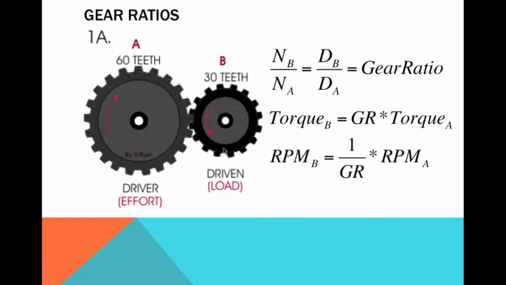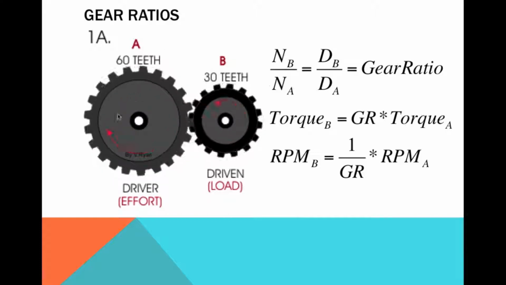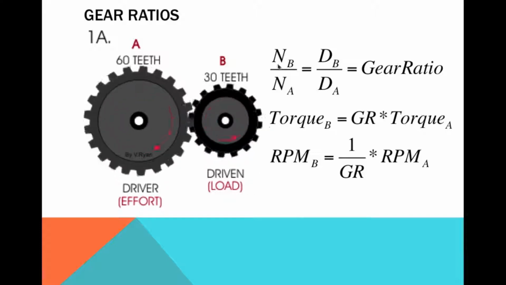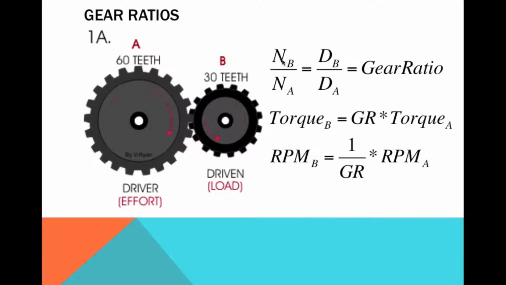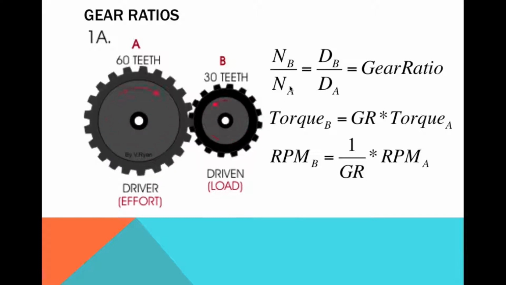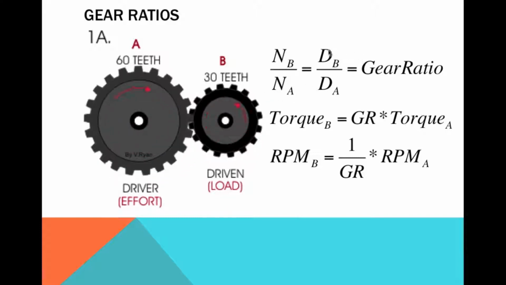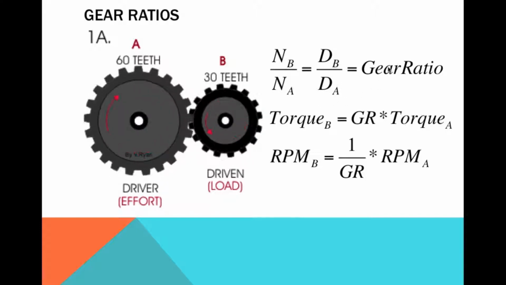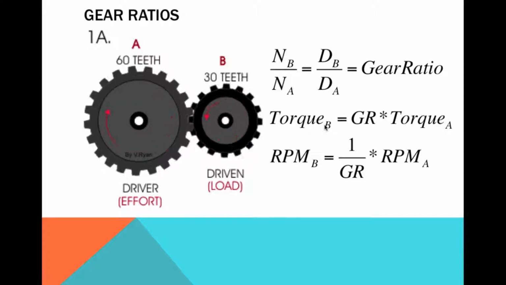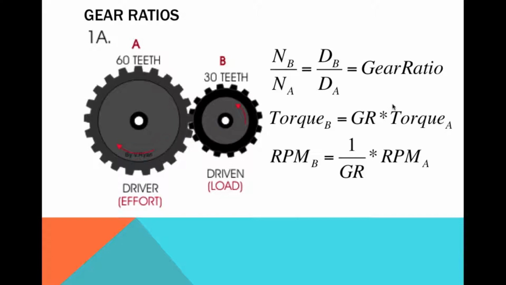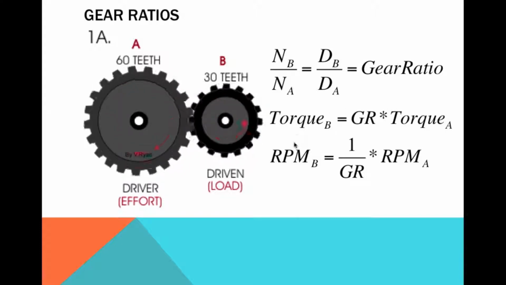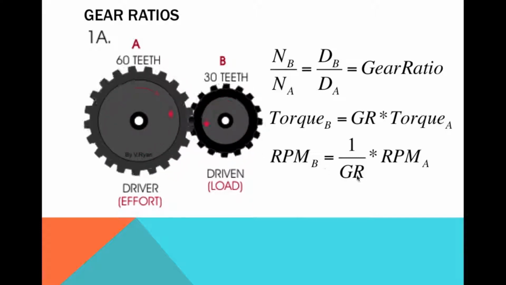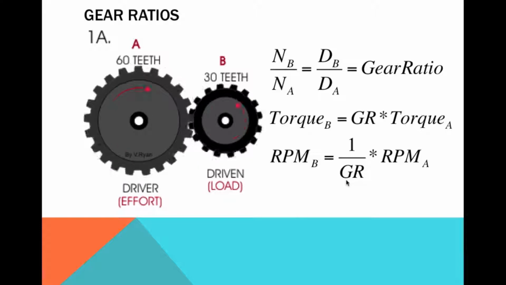Basically, if we have two gears, gear A and B, and A has the motor connected to it, and B is the one that's driven, then the gear ratio is the number of teeth of B, or the output, over the number of teeth on the input, or the diameter of the output over the diameter of the input. With the gear ratio, you can convert the torque from A and figure out the torque on B. Similarly, you can get the speed, the RPMs of B, using the inverse of the gear ratio.